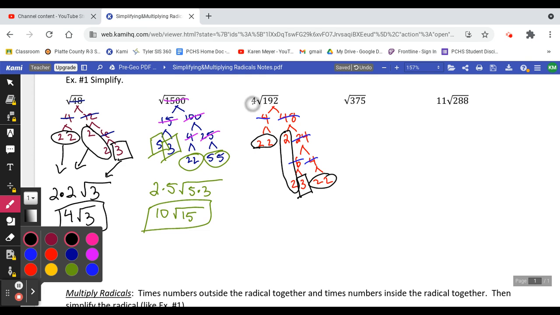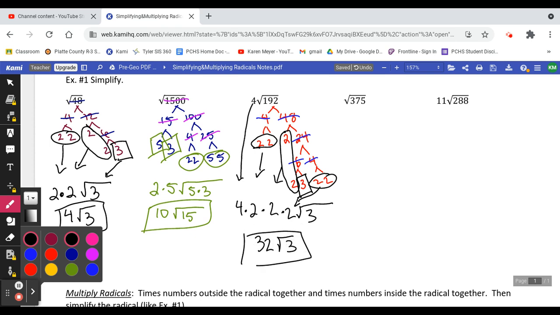Okay, now remember, out in front we had that 4. So I'm going to bring that down. I'm going to multiply that from this 2, and then I'm going to multiply it from that 2, and then finally, I'm going to multiply it by the last group of 2. And then the single number is 3. So 4 times 2 times 2 times 2 is 32 square root of 3. Done.